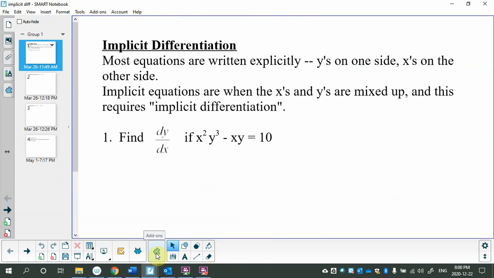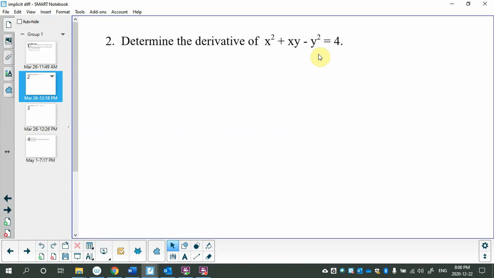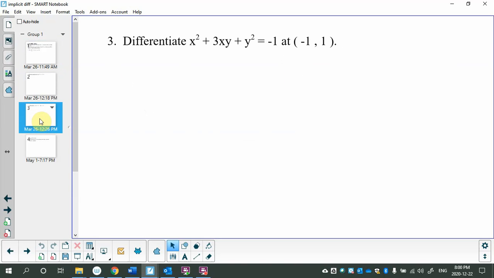But we're going to do implicit differentiation, which means that you're going to have equations where the x's and y's are all mixed up, meaning that the x's and y's could be on the same side of the equal sign. So here's an example, and I'm going to flip over to the next page. Now, the next page is the suggested questions.